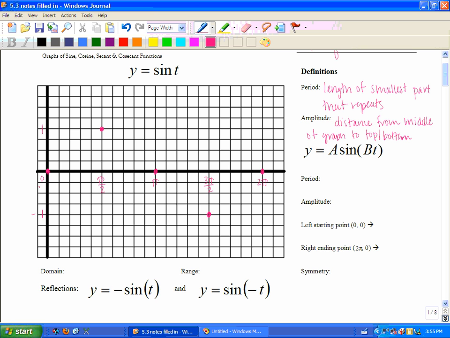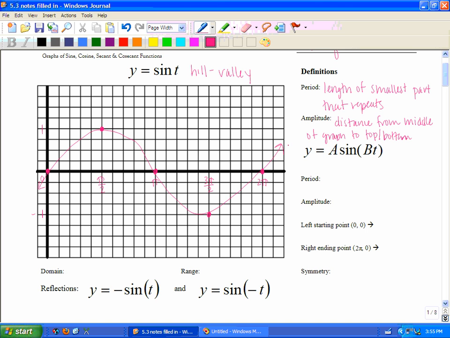So this graph right here is one period of the sine function. And so this repeats itself. It keeps going on and on forever in both directions, left and right. So the way I remember the sine function is it makes a hill first, and then it makes a valley. So you make a hill and then a valley.